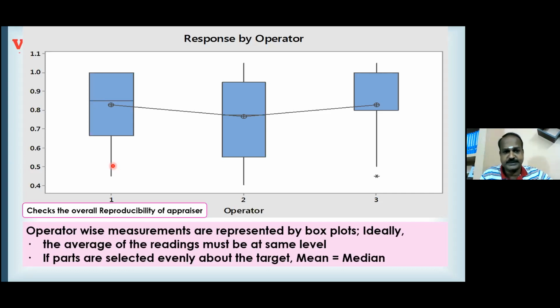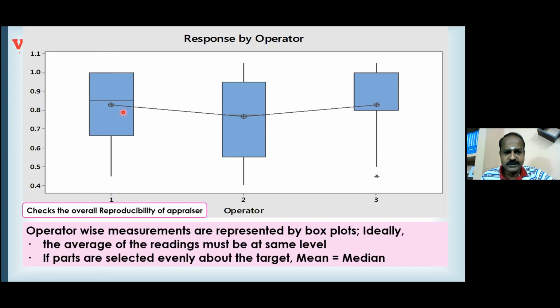Now it is operator-wise. For operator 1, how many readings did he give? 10 parts, each part 3 times, totally 30 readings. And you are visualizing the 30 readings in the form of a box plot: first quartile, second quartile, third quartile, and the fourth quartile is very small, that's why it's not visible. Then for operator 2, the first quartile, the second quartile is here, the third quartile is here, and this is the fourth quartile. In the same way, there are 3 box plots available.